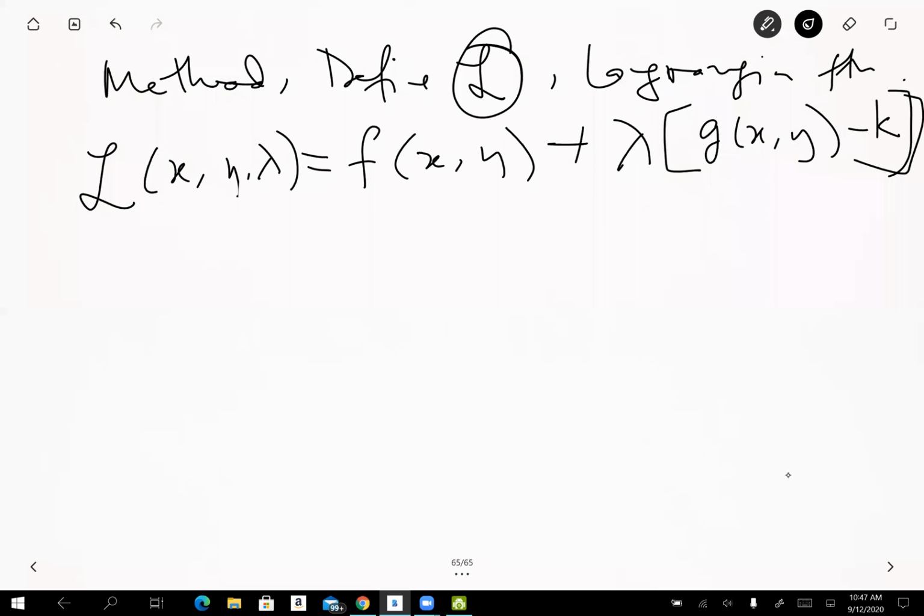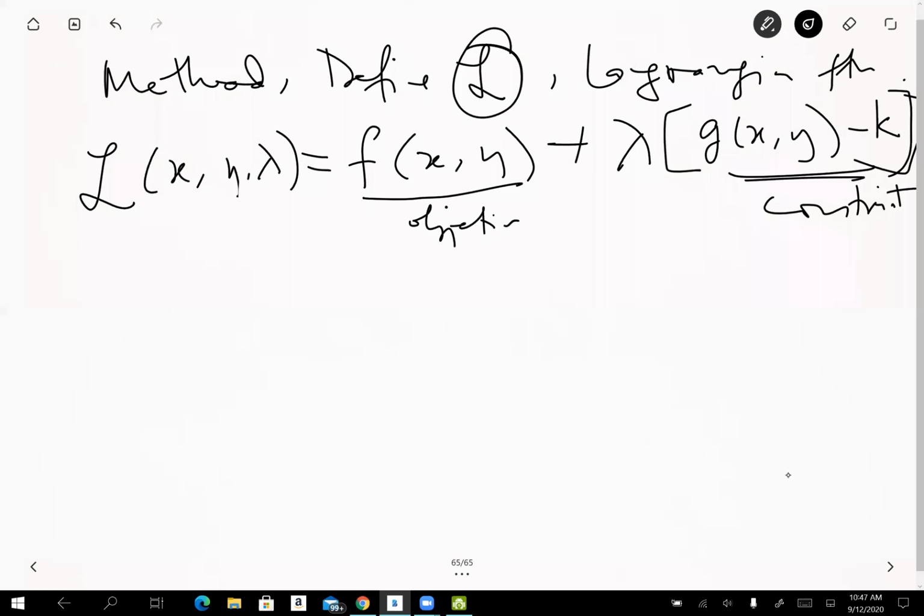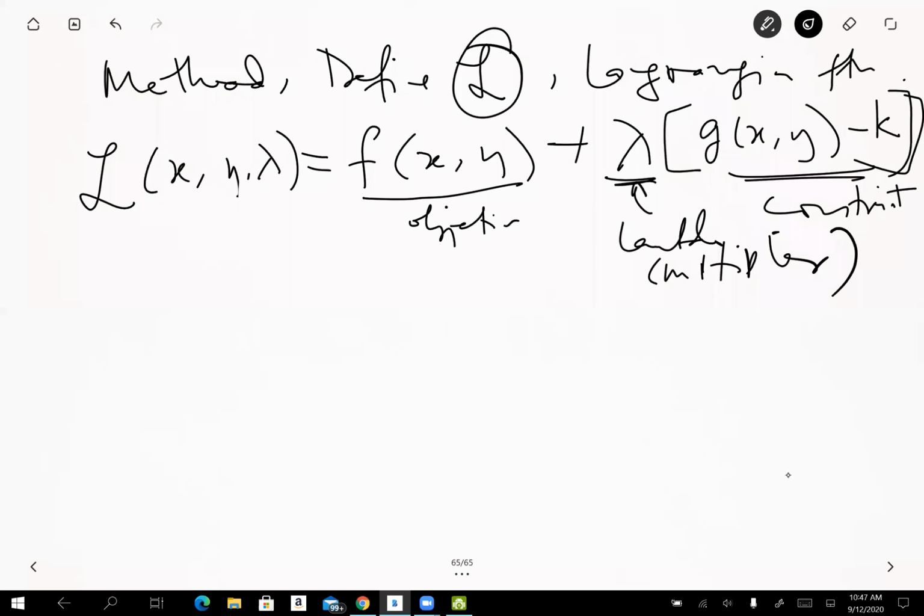You come up with a combination of the objective and the constraint together, and they are connected by what? By lambda. We call it lambda. So that is the multiplier, and that's why you call it the multiplier method. And that lambda is a variable.